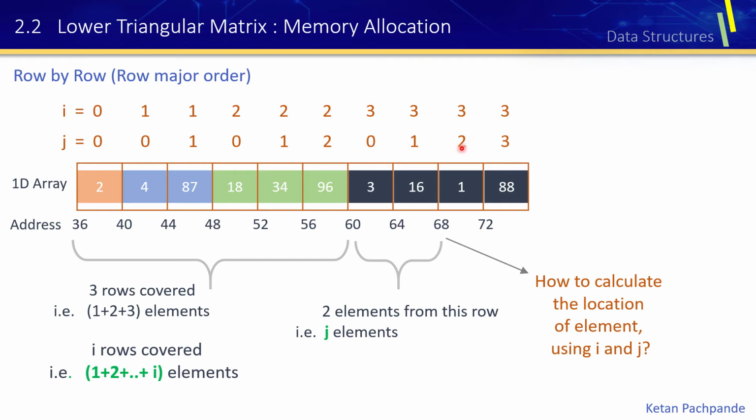What is the value of j here? 2. 2 indicates two elements have been covered in this row. Giving another example, what is the value of j here? 3. So if I calculate the location of 3, 3, looking at the value of j, I say that three elements have been covered in this row so far. One more time. What is the value of j here? 0. Let's talk about the 3, 0 element, 3 comma 0. So since the j value is 0, it means before this element in this row, no element has been covered so far.